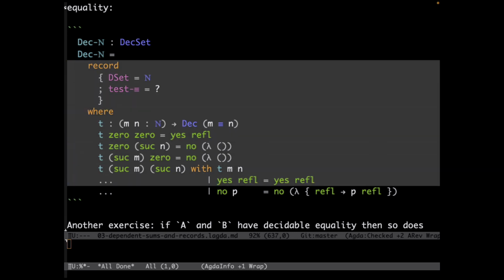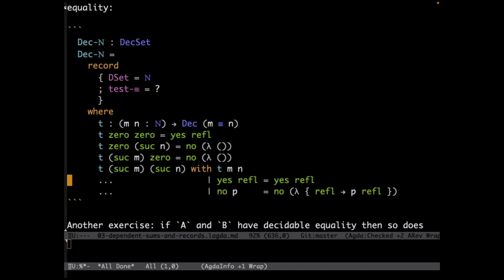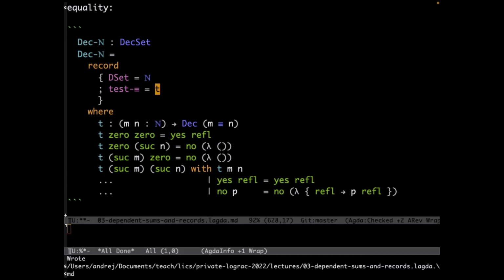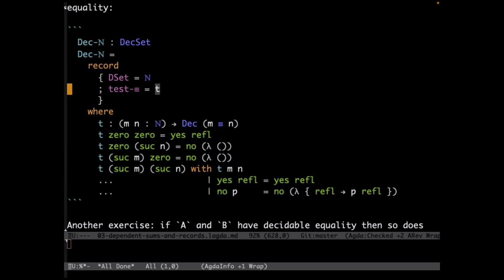let's see. I don't want to delete this one and do it with bare hands from scratch. Let's have a look at this, and I will say how I did it, okay? So I define a record, and I say the set is the natural numbers, and then I have to do this test, and I just did it as an auxiliary function, t. And this auxiliary function has to, given two natural numbers, m and n, decide whether m equals n.